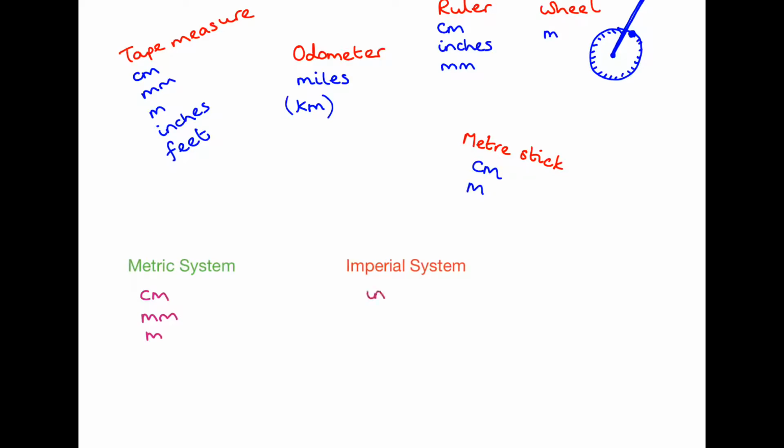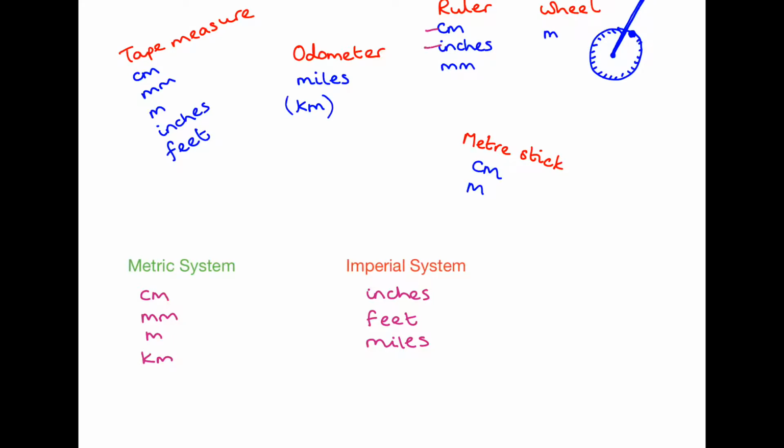Inches and feet belong to the imperial system. So we still use them, but we tend not to teach them because we are slowly moving over to the metric system. Okay, on the odometer, we can see we've got miles, that's the imperial system, and the kilometres is the metric system. On our ruler, let's see, we've already got centimetres, that's in the metric system.